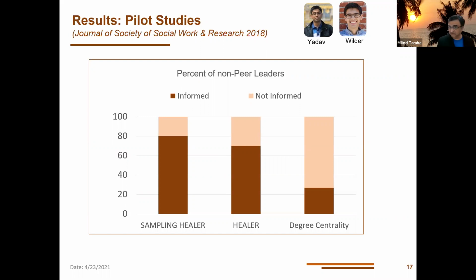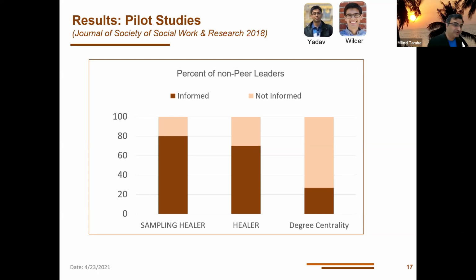With Healer, our influence maximization algorithm with a full network, 75% of the non-peer leaders got informed about HIV. With Sampling Healer, which sampled a small fraction of the network, we performed similarly to Healer. Now, in fact, the performance seems to be slightly better, but that's because our total sample size here in terms of number of youth is small. But what this shows is that Sampling Healer shows promise in terms of spreading HIV information.